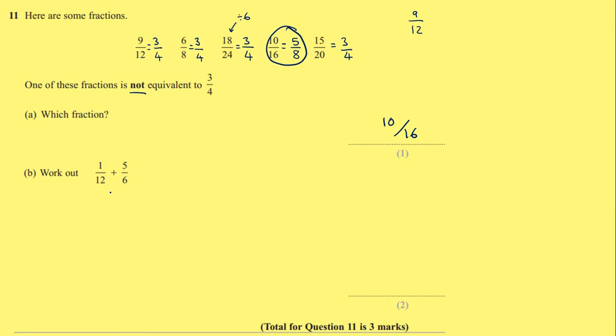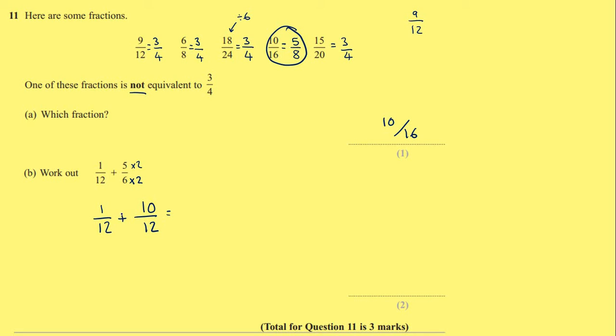Work out 1/12 plus 5/6. Well, 1/12 is just 1/12. But if we want to get common denominators, I could multiply the numerator and the denominator of this fraction by 2. And so I'll get something over 12, which comes out as 10 over 12. 5/6 is exactly the same as 10/12.